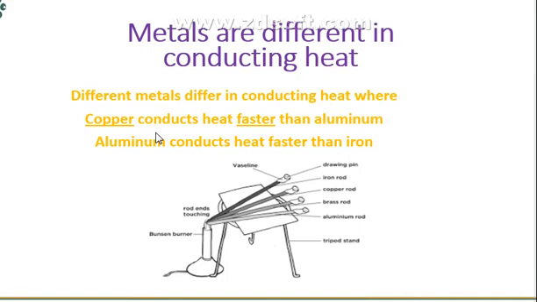So we learned that metals differ in conducting heat. Different metals differ in conducting heat, where copper is the best and the fastest conductor, faster than aluminum. Aluminum conducts heat faster than iron. So the first and fastest metal to conduct heat is copper, then number 2 aluminum, number 3 iron.